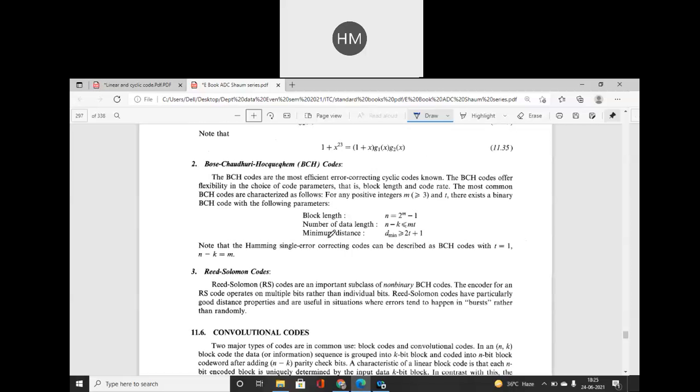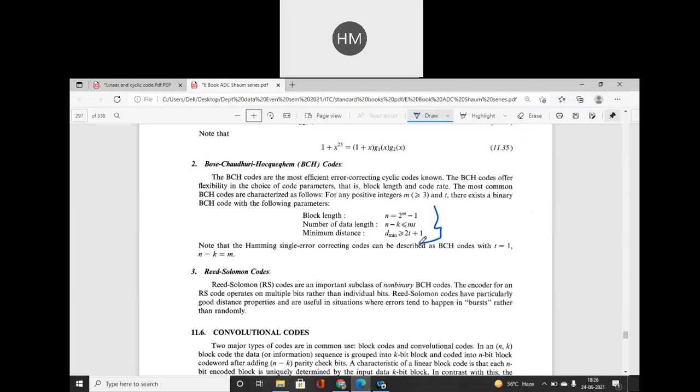Next is your BCH code. Bose, Chaudhuri, Hocquenghem codes. So BCH codes are the most efficient error correcting cyclic codes known. BCH codes offer flexibility in the choice of code parameters, that is block length and code rate. Okay, the most common BCH codes are characterized as follows. These characteristics are very, very important to define a BCH code.